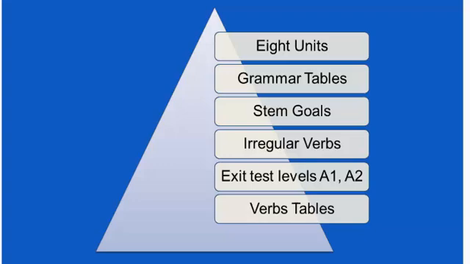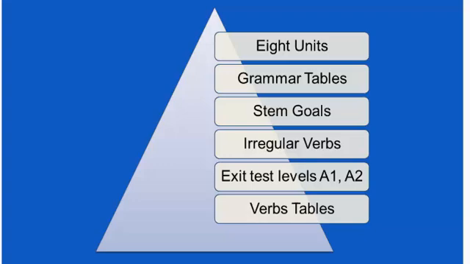Level 2 has the 8 units, the grammar tables, the irregular verbs, the STEM goals. Level 3 has practice units, grammar tables, irregular verbs, the exit test for levels A1 and A2, and verb tables. On level 4, the units, the grammar tables, irregular verbs, again the exit test for levels A1 and A2. Okay, but here is the thing.